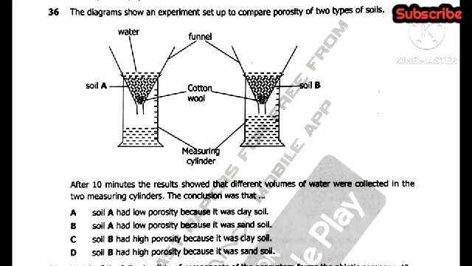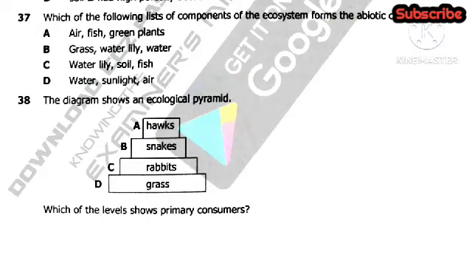After 10 minutes, the results showed that different volumes of water were collected in the two measuring cylinders. The conclusion was... I think you can see what is happening here. The answer is D. B had high porosity because it was sand soil. Sand soil has a lot of porosity inside.